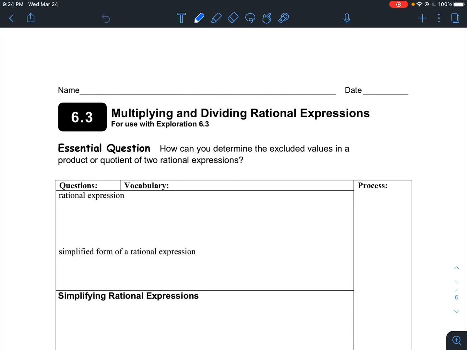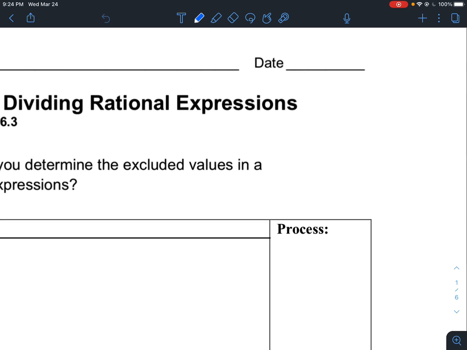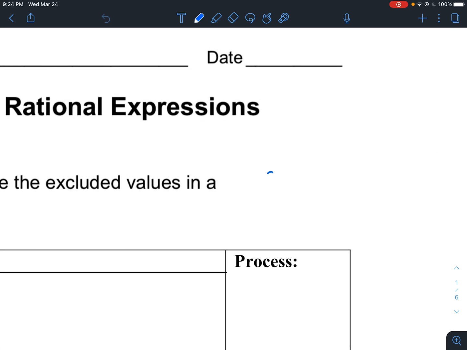Alright, so continuing on with some rational expressions today. So in 6.2, we graphed rational functions. And if you remember the definition of a rational function, it was f of x is equal to p of x over q of x, where p of x and q of x were polynomial functions, and q of x could not equal 0.